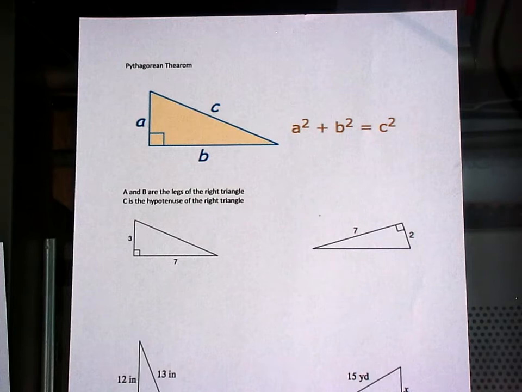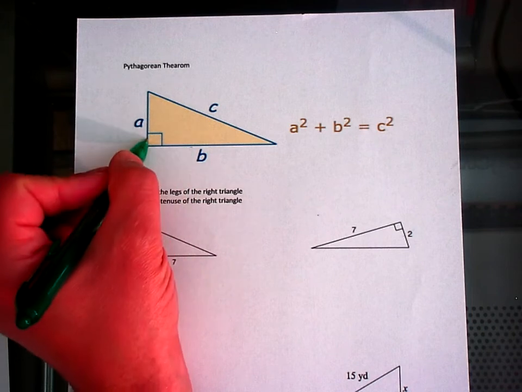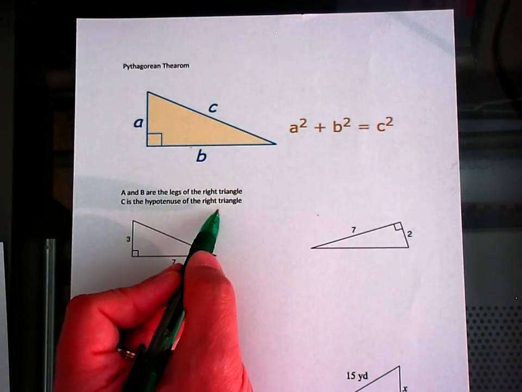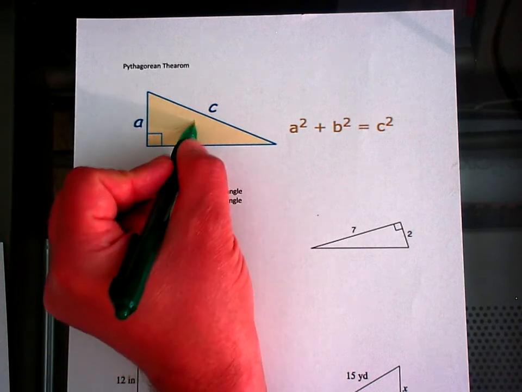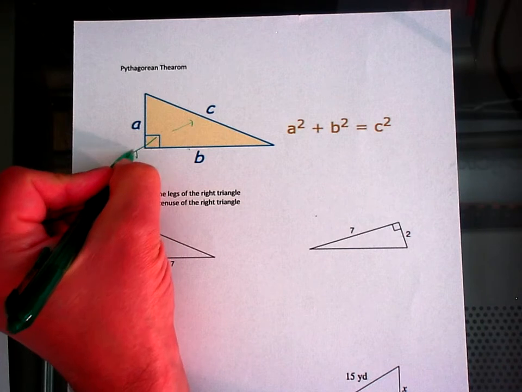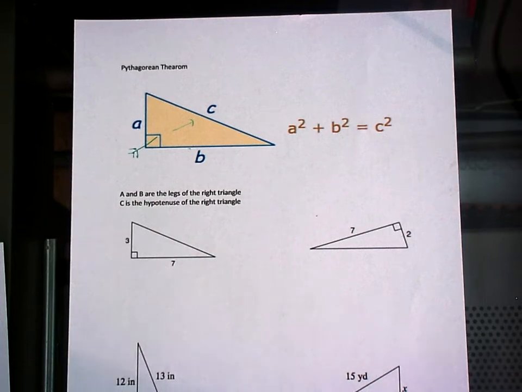A and b are the legs of the right triangle. A and b make up that right angle. They create that little square. C is the hypotenuse of the right triangle. C is right across from that right angle. If you imagine this almost as being like an arrow, it's going to point to C. It's always going to point to that hypotenuse. And when we do a Pythagorean theorem problem, we always have to identify where C is, because C has to be in its correct place. A and B are interchangeable.